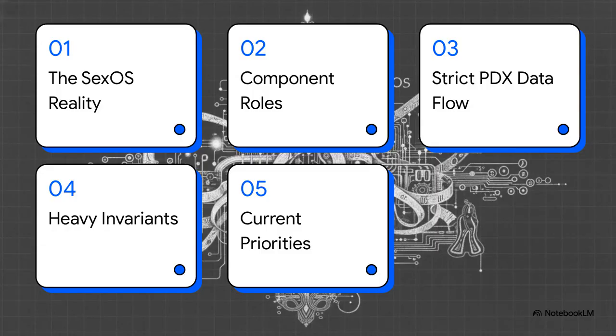Here's the quick rundown of what we're going to cover to get everyone calibrated. First, the Sexos reality. Second, silkDE component roles. Third, strict PDX data flow. Fourth, the invariants you absolutely cannot break. And finally, our current development priorities. Let's get right into it.